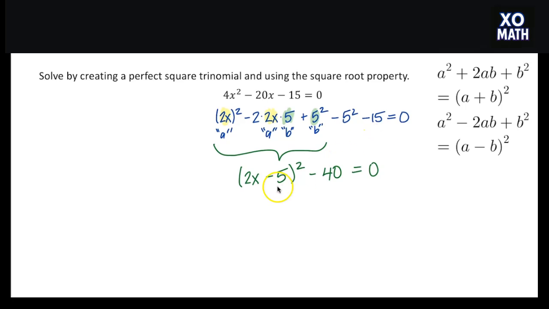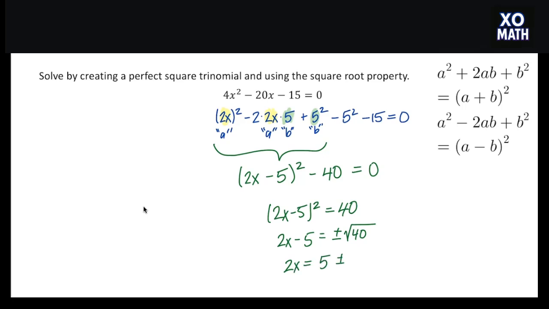So why is this helpful? Well, now I can apply the square root property by just adding the 40 to the other side. So 2x minus 5 squared is equal to 40. And then I can take the square root of both sides. So I'm going to get plus or minus the square root of 40. And then I can add the 5 to the other side. So I have 2x equals 5 plus or minus the square root of 40.